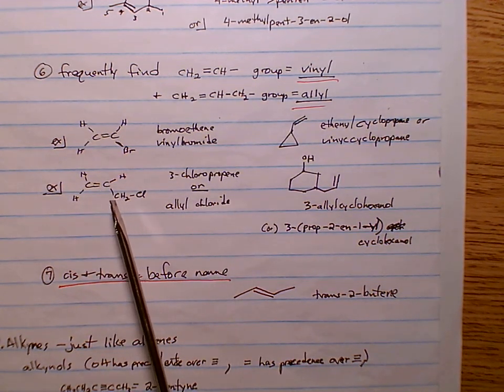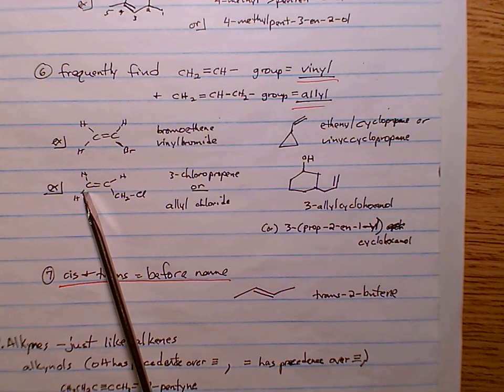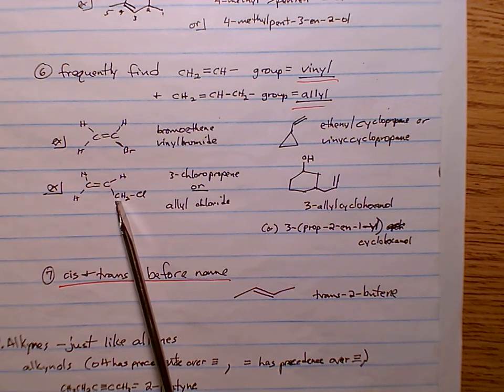1, 2, 3. Give the carbon starting the double bond the lowest number. 1, 2. So it's carbon 1. So it's a propene. 1, 2, 3. 3-chloropropene.